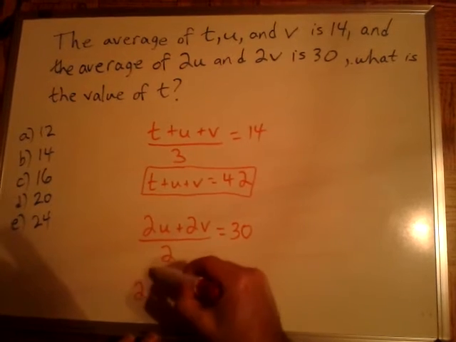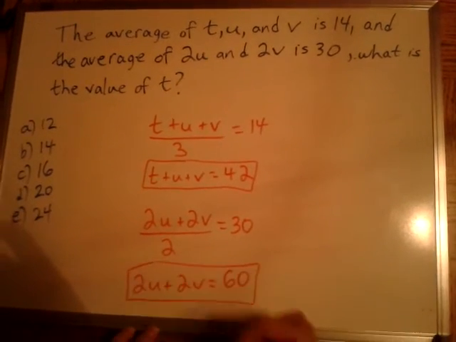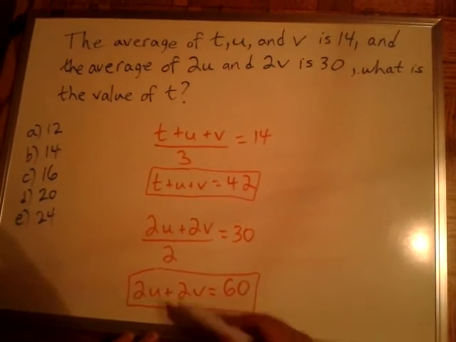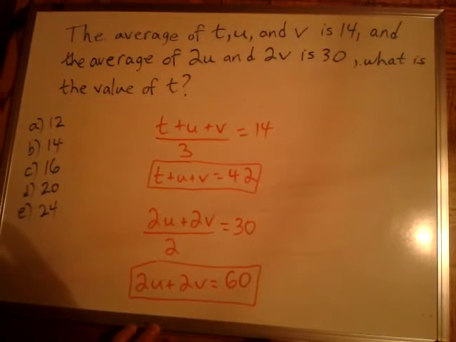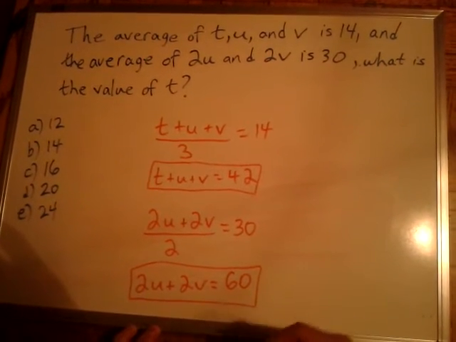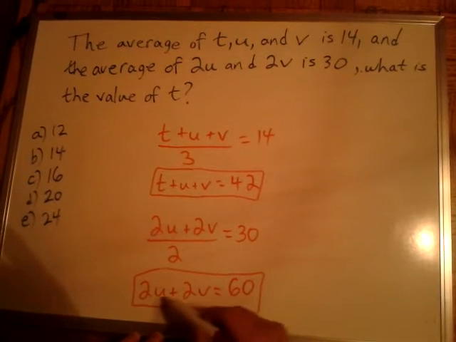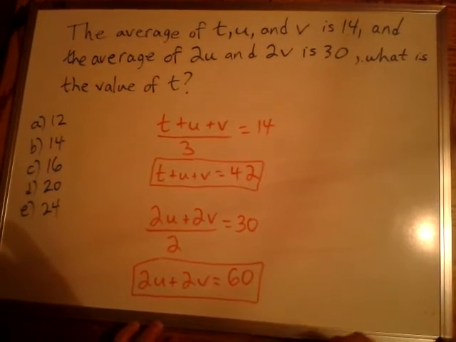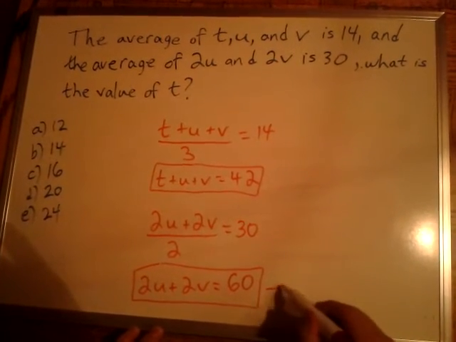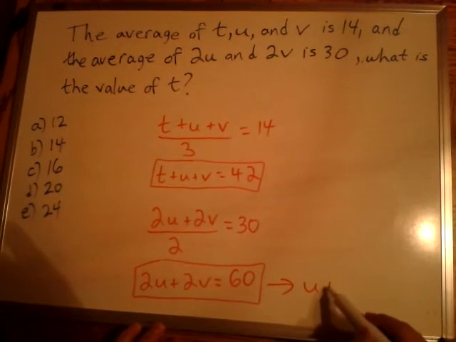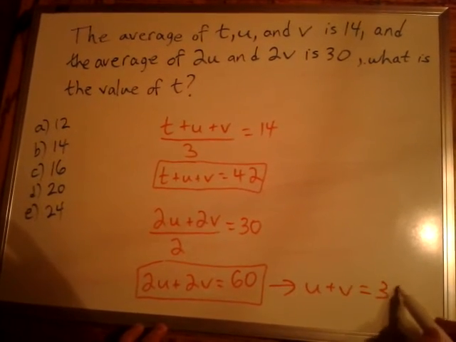And you can probably see from here, we have a couple things going for us. We have that, and we have that, so we're pretty close. I would always, SAT, ACT, you're always just trying to simplify, simplify, simplify. If I saw this, it might make sense to just divide each piece by 2, which would give us u plus v is 30.